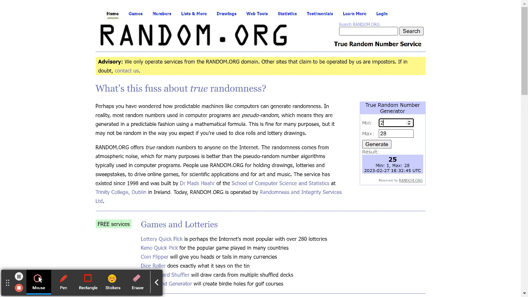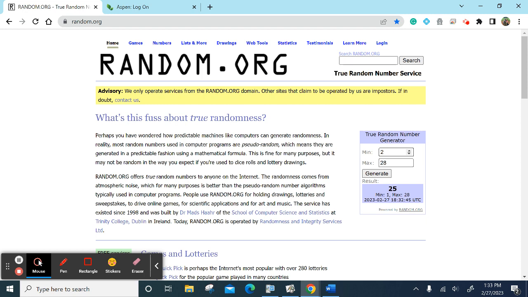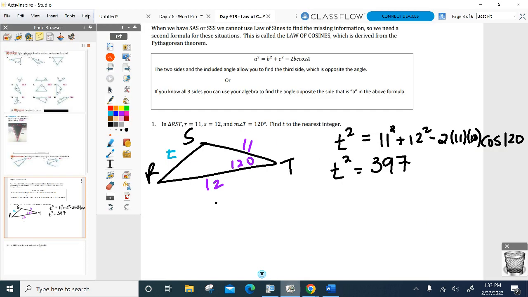What happened there? How'd I go full screen? F11. What's up? Hit F11. There we go. Thanks, Kyle. You're good for something. Thank you. Just joking. Take the square root of both sides. There we go.